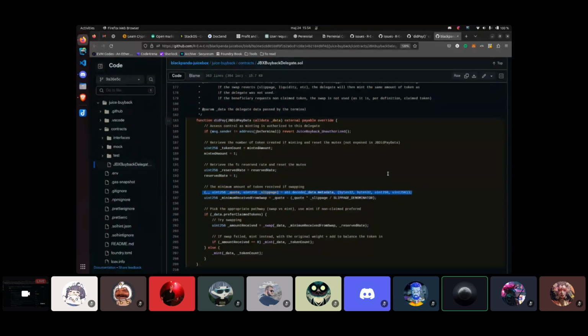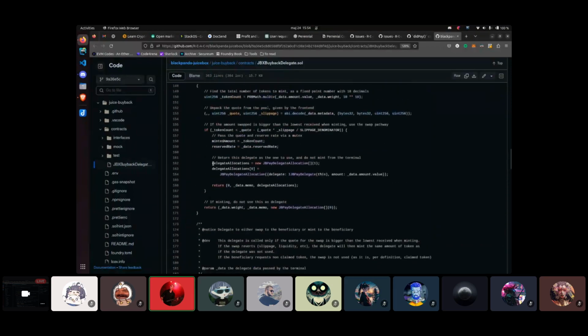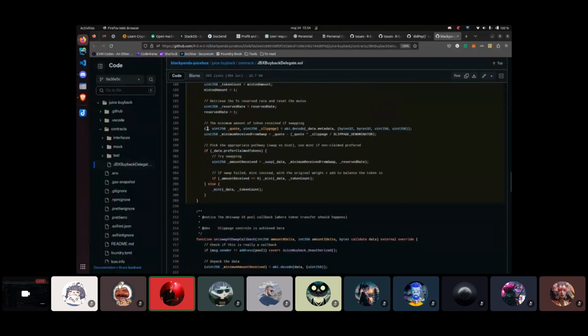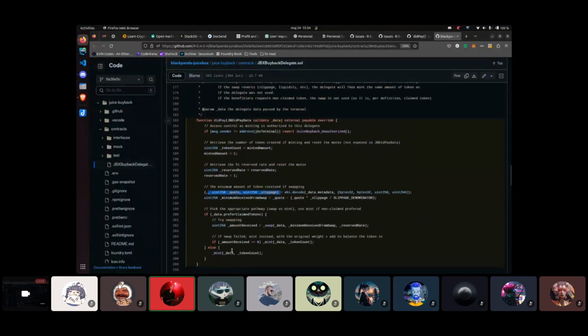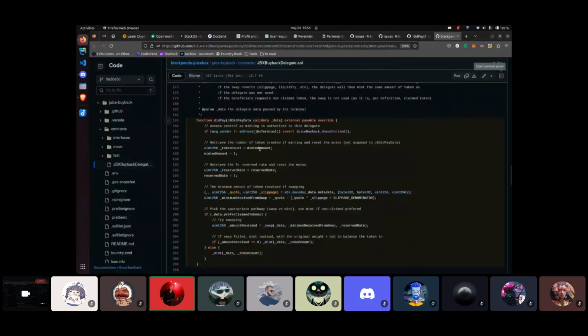If you have the encrypted data, then you'll probably be able to code it. But you need to encrypt the data the way they actually encrypt it. Yeah, but the metadata uses quote and slippage, and we are using this minted amount and reserve rate. So those are different parameters here.